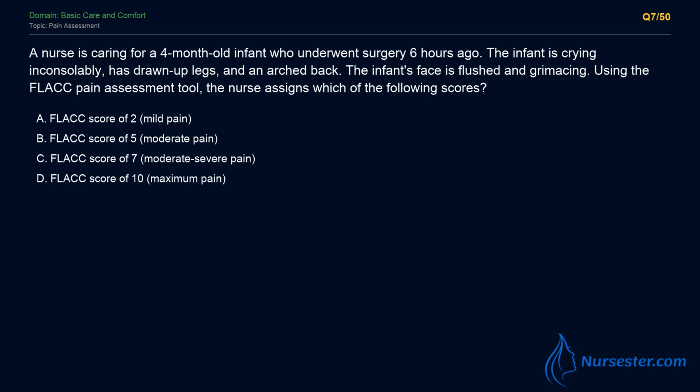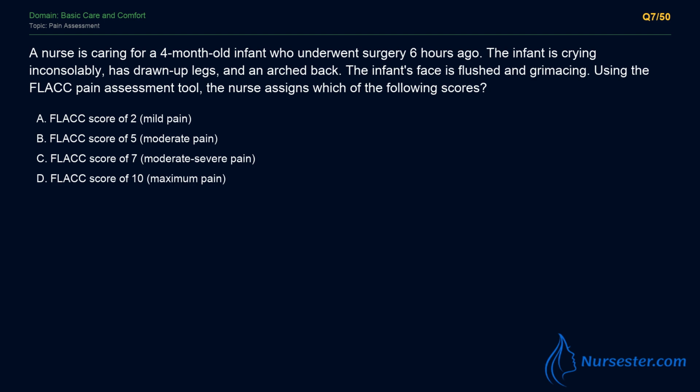Question 7. A nurse is caring for a 4-month-old infant who underwent surgery 6 hours ago. The infant is crying inconsolably, has drawn-up legs, and an arched back. The infant's face is flushed and grimacing. Using the FLACC pain assessment tool, the nurse assigns which of the following scores?